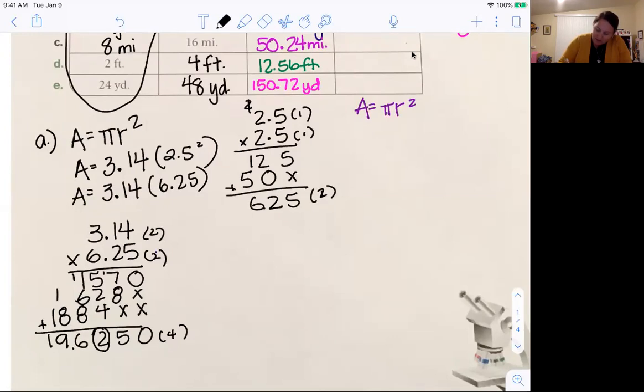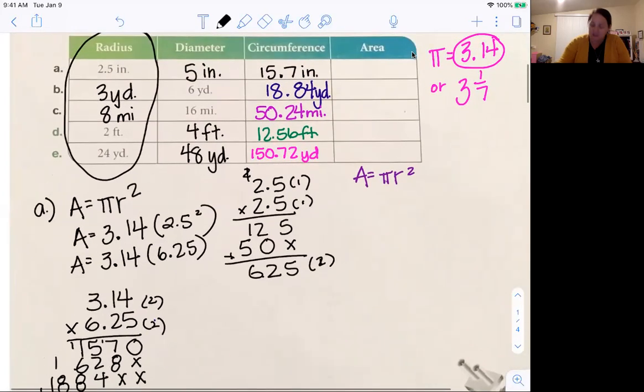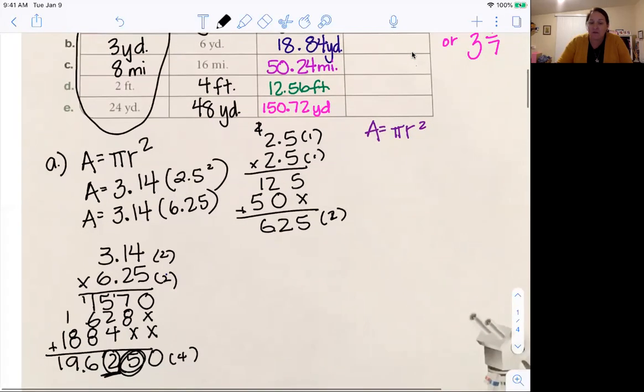So 19.63. Did you get 19.63? 19.63 squared inches. Okay. If you didn't get that one, check your multiplying. See what you did on that multiplying, okay?